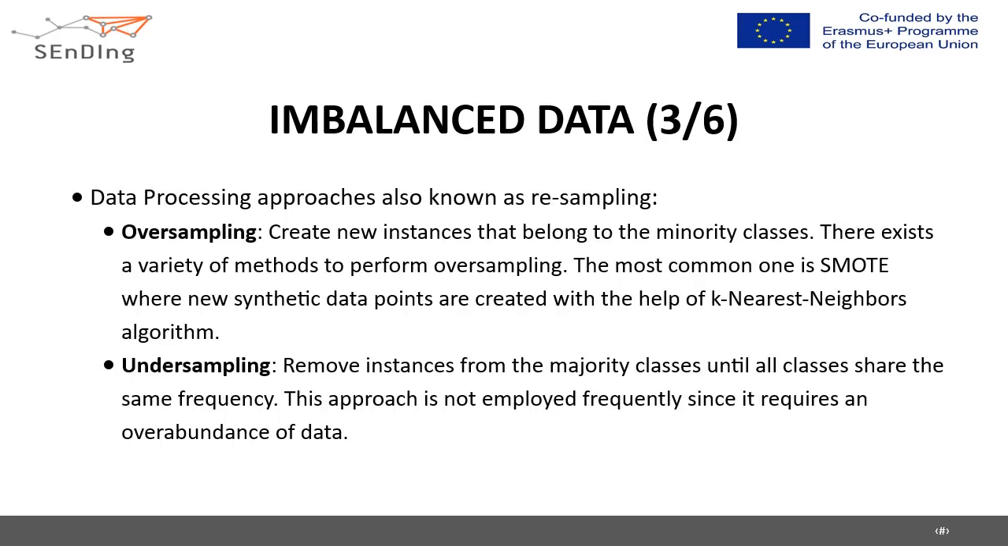Data processing approaches, also known as resampling. Oversampling creates new instances that belong to the minority classes. There exists a variety of methods to perform oversampling. The most common one is SMOTE, where new synthetic data points are created with the help of the k-nearest neighbors algorithm. Undersampling removes instances from the majority classes until all classes share the same frequency. This approach is not employed frequently since it requires an overabundance of data.